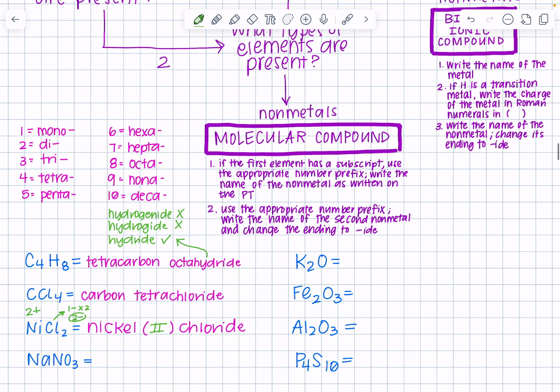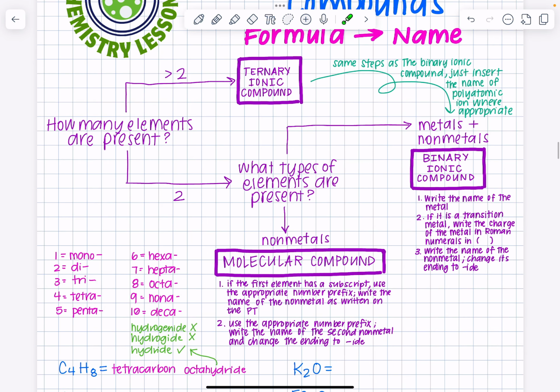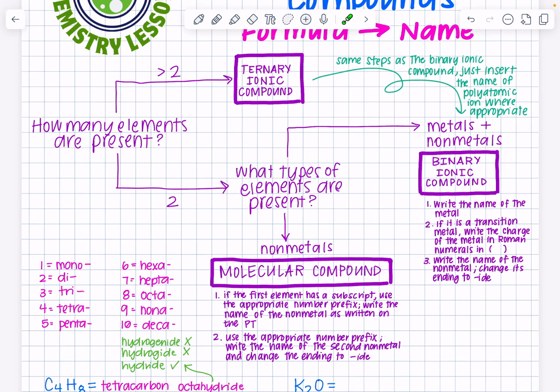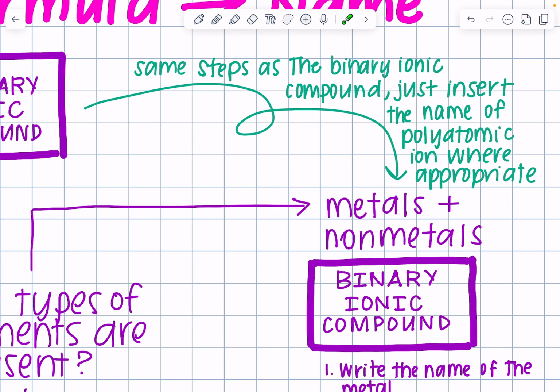All right, NaNO3 is next. Na, N, and O. That's more than 2 kinds of elements, which means it's a ternary ionic compound. For a ternary ionic compound, we use the same steps as our binary ionic compound, so the stuff we just did, but we're going to insert the name of a polyatomic ion wherever it lands. If it lands where the metal goes, then we put it there. If it lands where the nonmetal goes, we put it there.